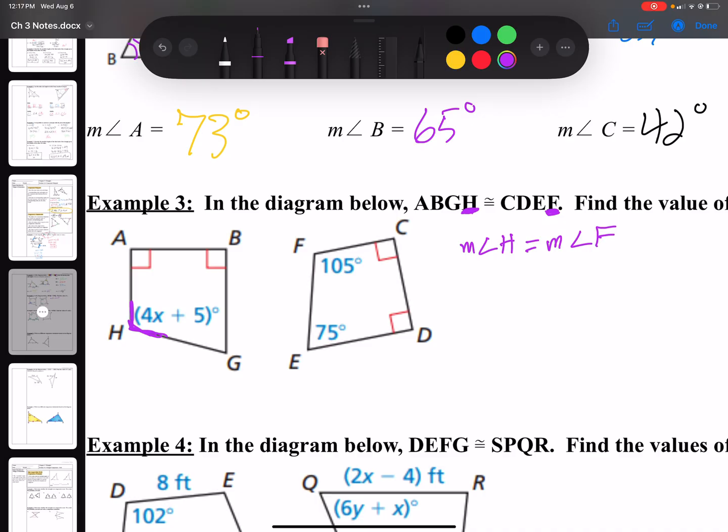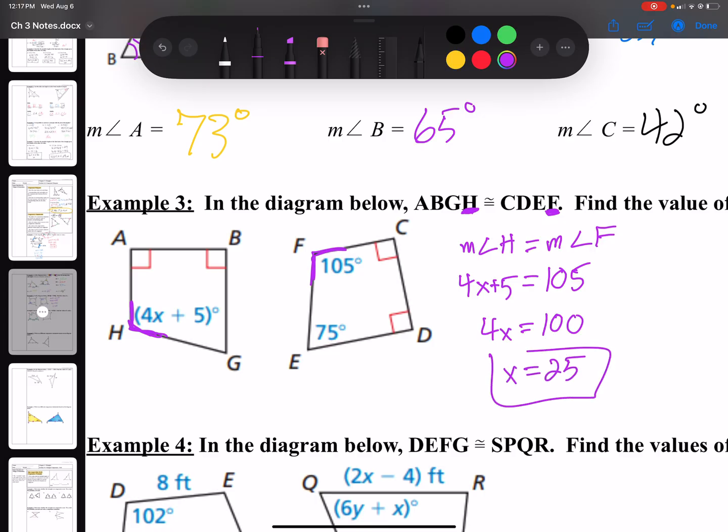So that means that the 4x plus 5 has to equal 105. That's my setup. According to the statement, last letter equals last letter when it comes to angles, so set those equal. Subtract 5 from both sides, you get 4x equals 100. Divide by 4, get x equals 25.